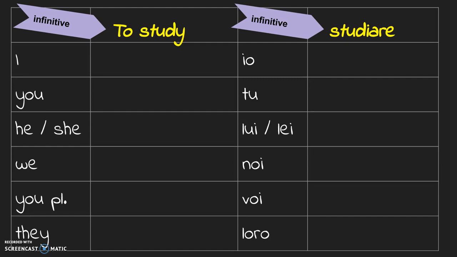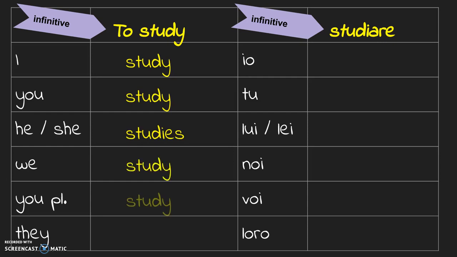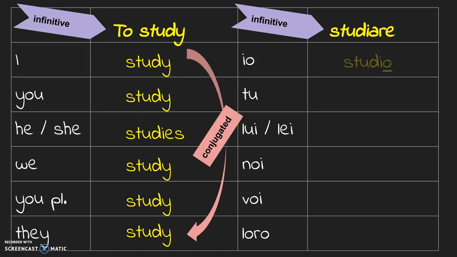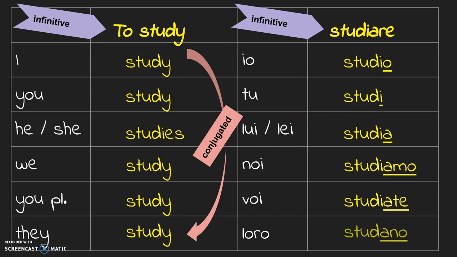A conjugated verb is a verb that has been changed to suit the subjects. In other words, whoever is carrying out the action. In English, conjugated verbs don't change very much from their infinitive form. For example, I study, you study, he or she studies, we study, all of you study, and they study. In Italian, however, we know that the conjugated verbs do change because all of the endings are different. So, io studio, tu studi, lui lei studia, noi studiamo, voi studiate, loro studiano.